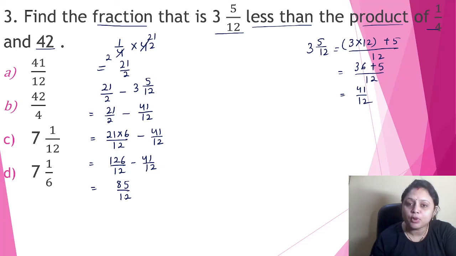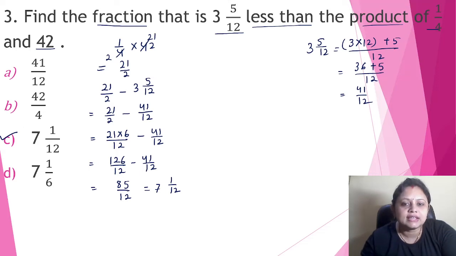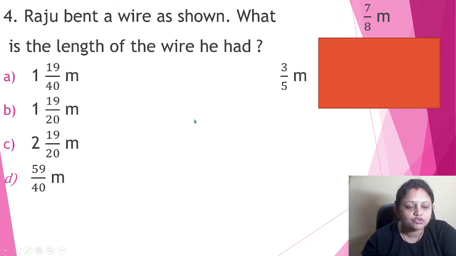So this is the improper fraction and we have to convert it into the mixed fraction because 85 by 12 is not in the option. So that is equal to 7 whole 1 by 12. Okay, and it is present in option C. That's why the correct answer is option C. Got it everyone? Coming to the next question.